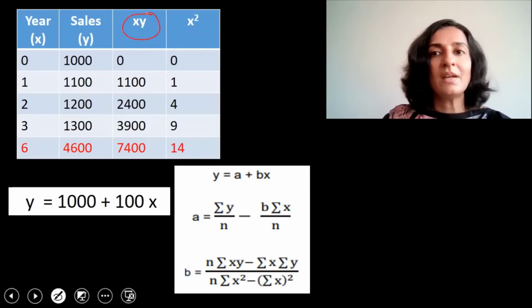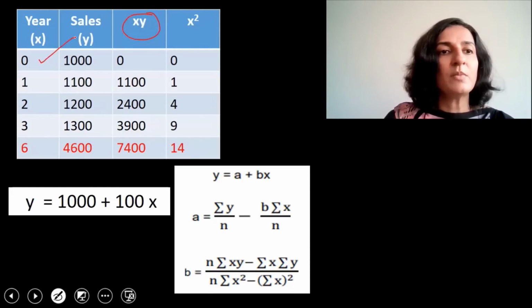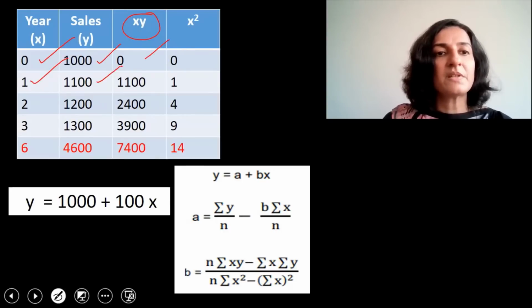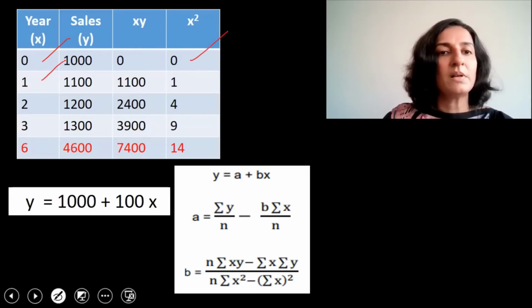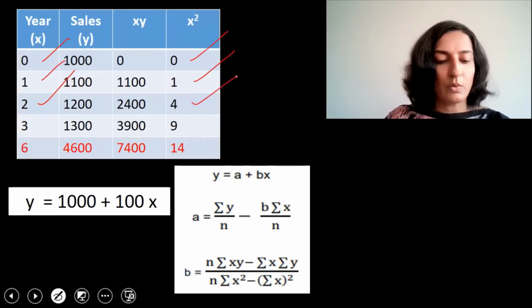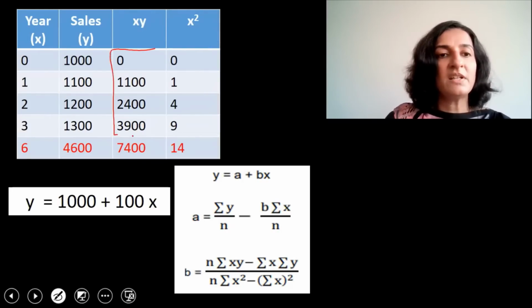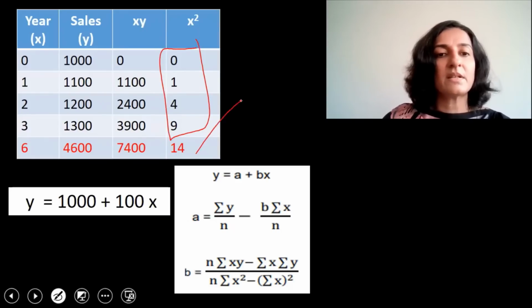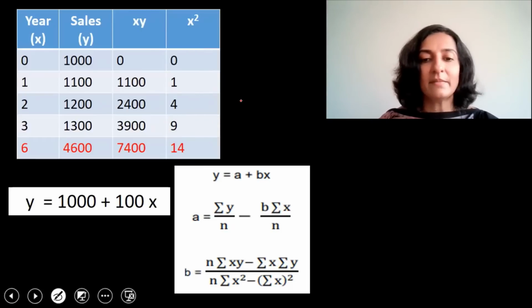What is xy? X multiplied by y, that is 0 multiplied by 1,000 is 0. 1 multiplied by 1,100 is 1,100 and so on. And x squared is 0 multiplied by 0, you have 0. 1 multiplied by 1, you have 1. 2 multiplied by 2, you have 4, and so on. And we have also taken sigma xy, that's the total of xy, 7,400, and the total of x squared, that is 14. Now we will calculate B.